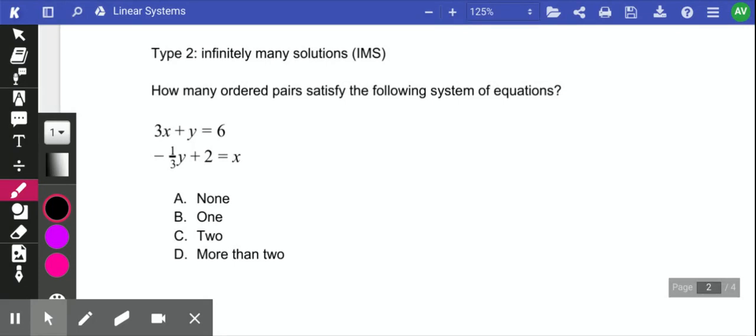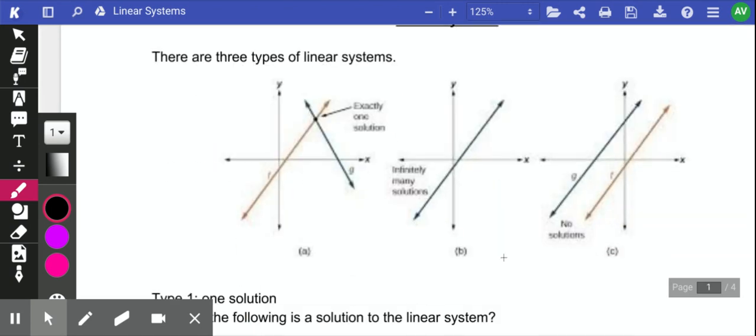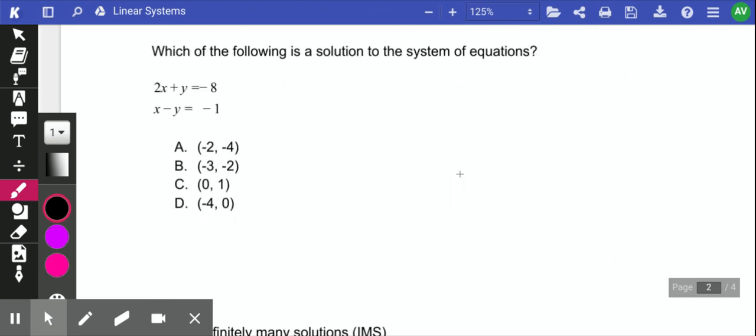All right, so now let's take a look at this type. In this one, I'm telling you already, there are infinitely many solutions. The correct answer is going to be D, but I want you to see how that would work out. Just to remind you what that looks like, infinitely many solutions is when it's the same line, okay?